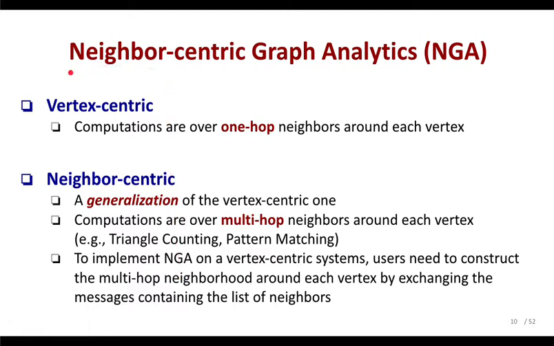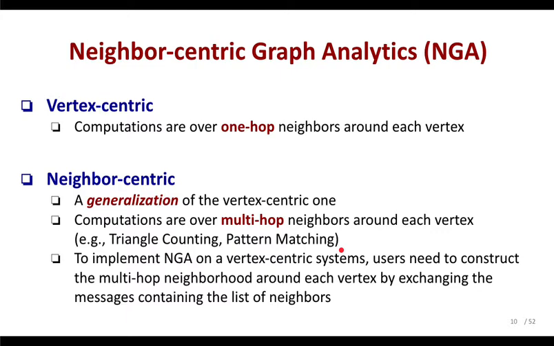We target supporting neighbor-centric graph analytics, NGA for short. Vertex-centric model is widely used where a user expresses the computations over one-hop neighbors around each vertex. However, there are important types of analysis algorithms called neighbor-centric graph analytics, NGA, as a generalization of the vertex-centric one. Users can traverse over multi-hop neighbors around the vertices and perform computations, and examples include triangle counting and pattern matching.